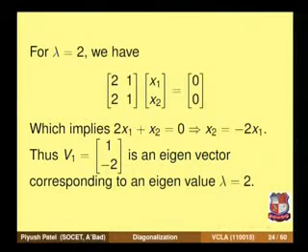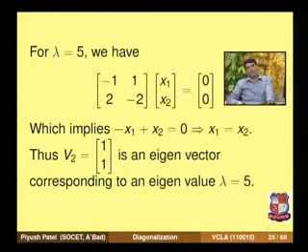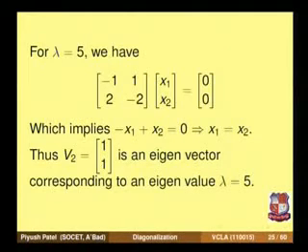So we take a specific one: by putting x1 equal to 1, we get x2 equal to minus 2. That is our eigenvector corresponding to the eigenvalue lambda equal to 2. So this is the first eigenvector, v1 is equal to the column vector (1, minus 2). Similarly, we find the eigenvector for lambda equal to 5.